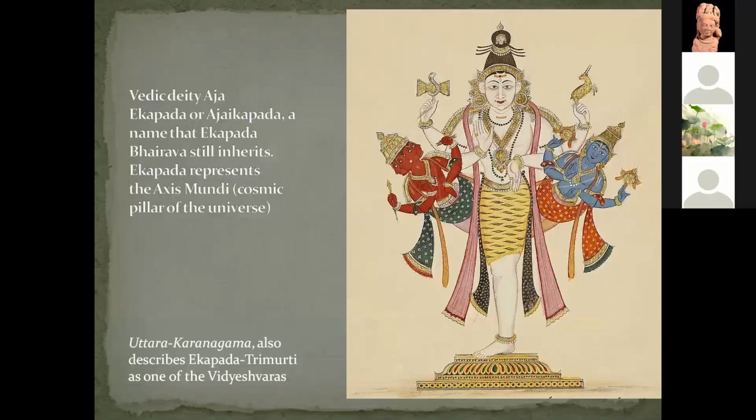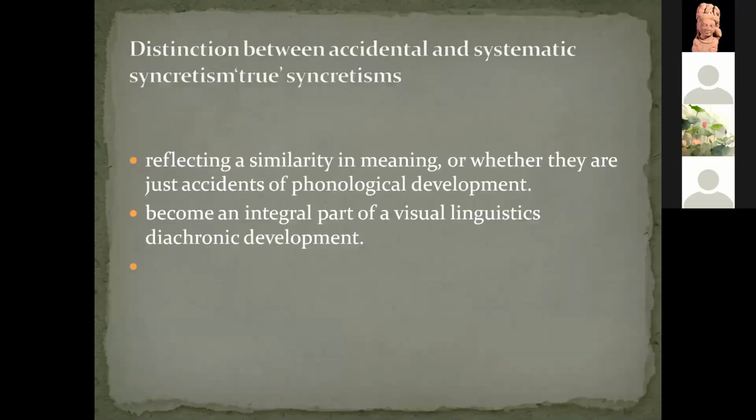So the Vedic concept of fusing is also seen in Ekapada Murti, as was mentioned by Kirankanth Chaudhary sir in his lecture. So here also you find the fusion of the Trimurtis. A distinction is made between accidental and true syncretism: whether it reflects a similarity in meaning, or whether they are just accidents of phonological development. Here, this is not an accident. The fusion of this bull and the elephant is a visual narrative, discussed in terms of Harihara.